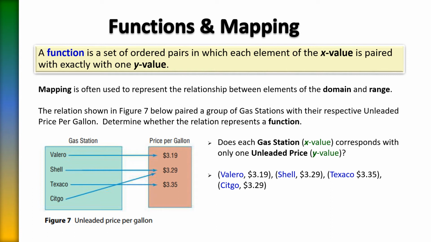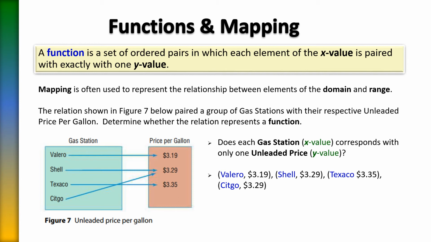Just look at your x values. If you notice that your x values repeat at any point, then no, it's not a function. It's fine for the y values to repeat, but not x. So here we see that for the x values, we have Valero, Shell, Texaco, and Citgo. None of them repeated themselves. None of the gas stations were the same. So automatically, yes, it is a function.